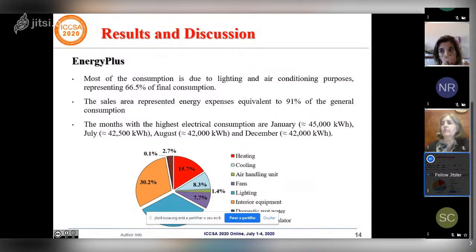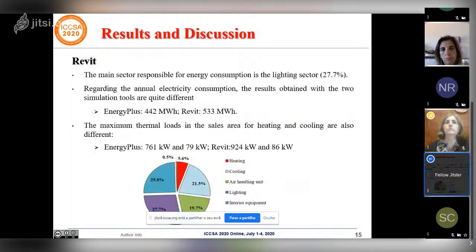And through the analysis of the Energy Plus results, the months with highest electrical consumption are January, July, August, and December. This increase in energy consumption is due to the building's heating and/or cooling needs to maintain the interior temperature and to ensure thermal comfort. So the Revit results are quite different. The main sector responsible for energy consumption is the lighting sector.